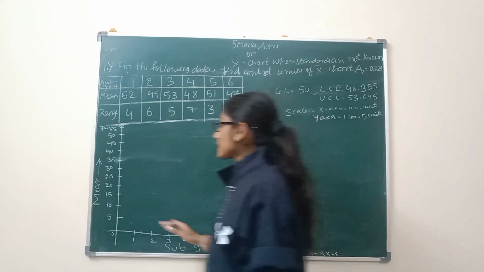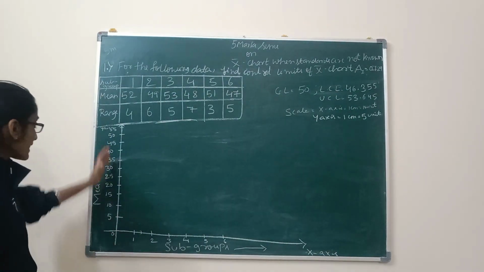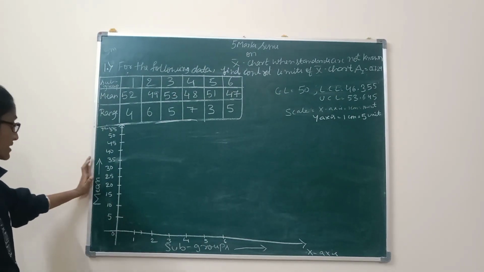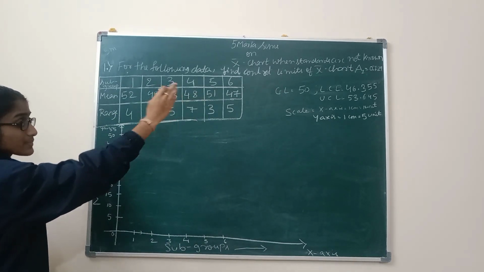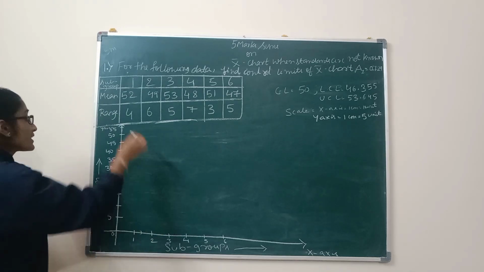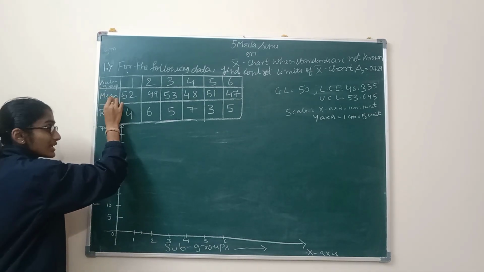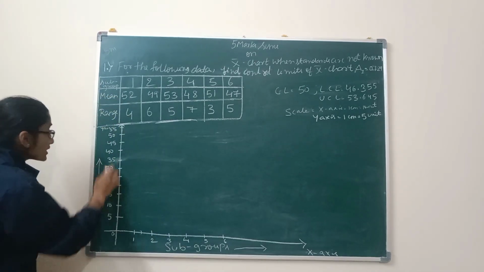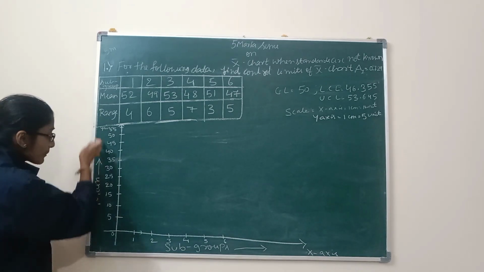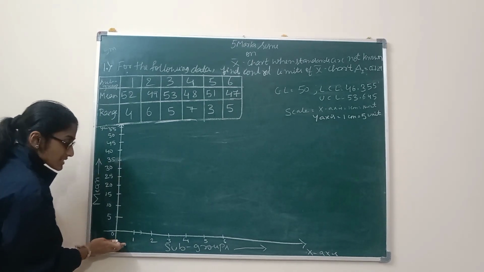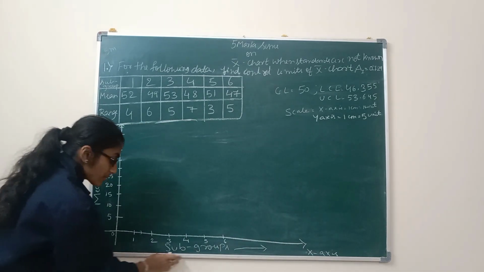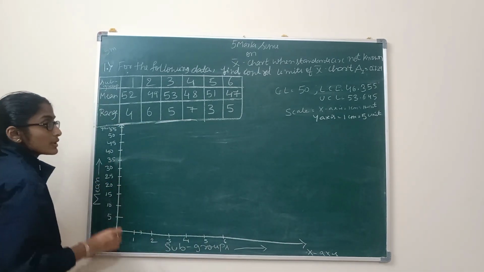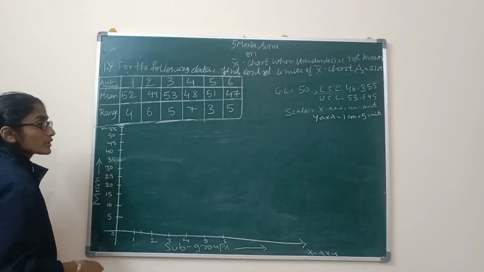In the graph, you are supposed to plot the control chart. Every time, the vertical axis will always be the y-axis. On the y-axis I am supposed to plot only the x bar chart, so I am going to take only the mean value. So in the y-axis I am going to take mean, and in the x-axis, the horizontal axis, I am going to take subgroups. So you are supposed to write the scale. How are you going to write the scale?